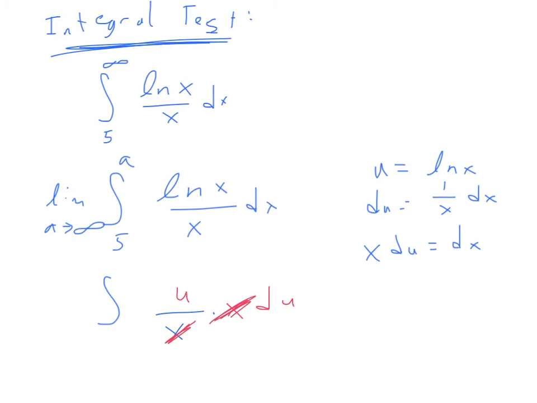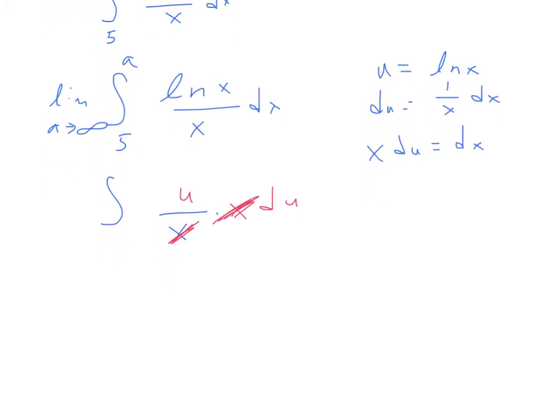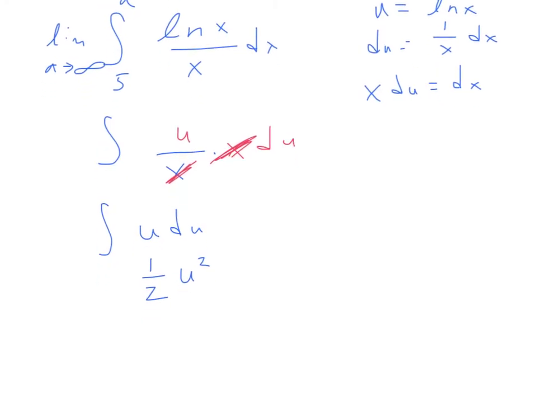What I end up being left with is the antiderivative of u du, which ends up being 1/2 u squared. But remember, my u was natural log x. So I end up with 1/2 the natural log x squared. And this is evaluated from 5 to a.